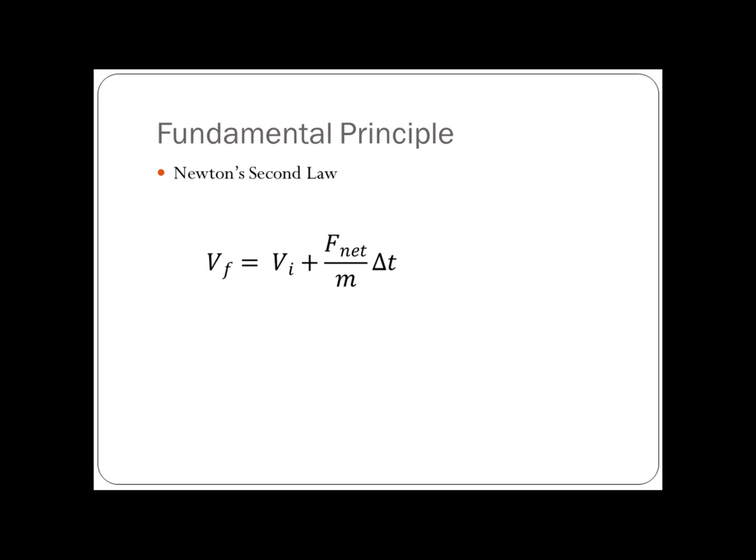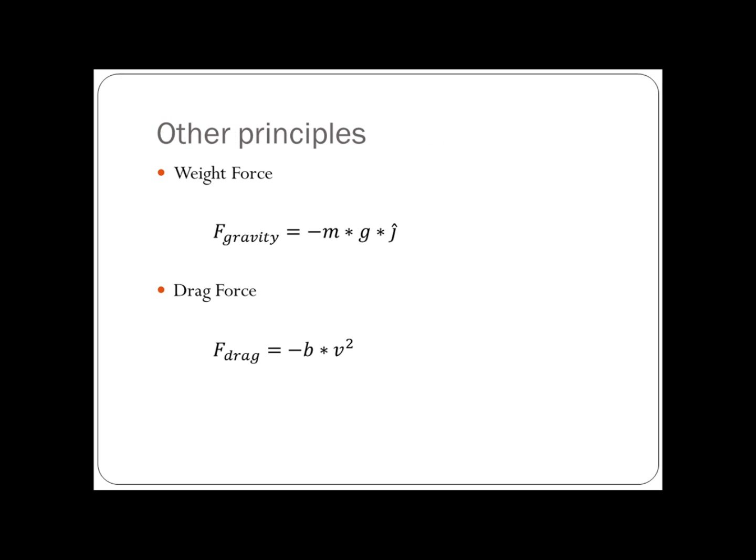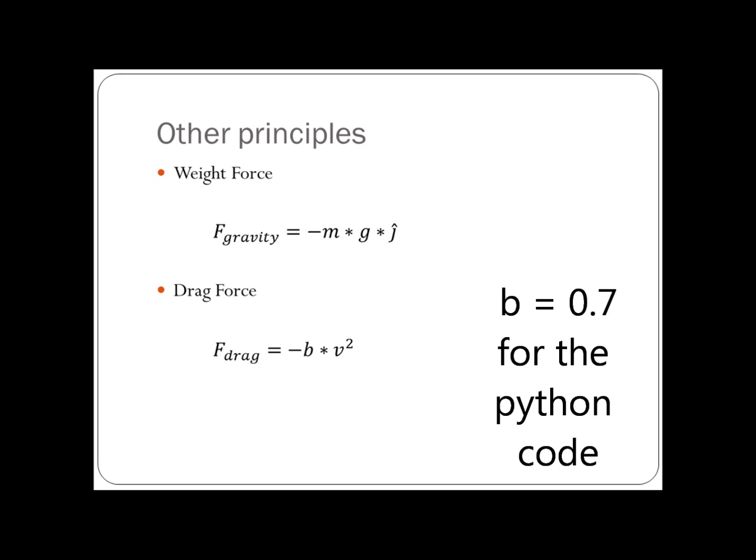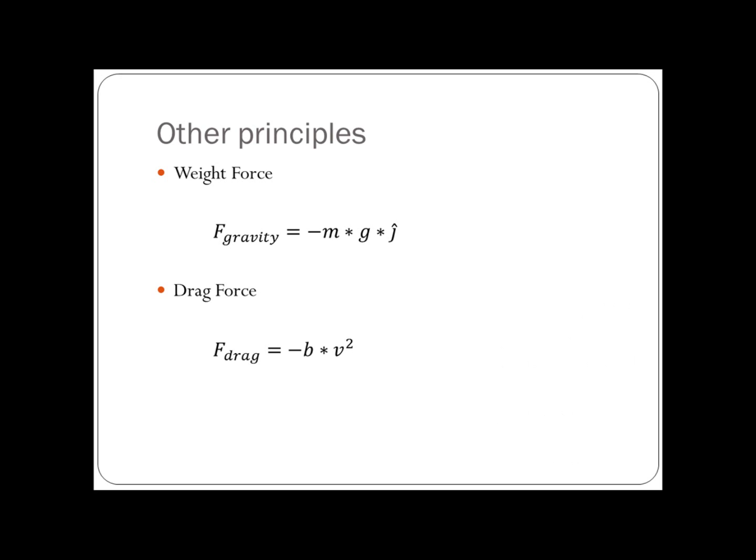The fundamental principle in this lab is Newton's second law, which I used to find the various velocities at different time periods and create my model. The other principles that were necessary for this lab were the gravity force, which is negative mg times j hat, which gives the gravity force the direction, and the drag force, and the equation I used for the drag force was negative b v squared, where b represents the drag constant.